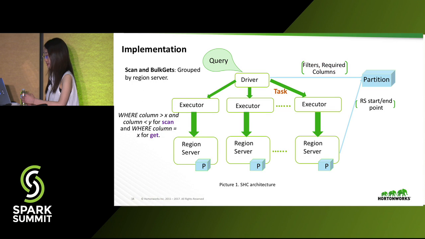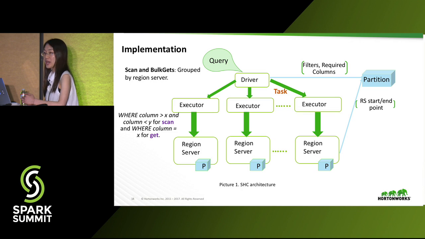Scan and bulk get. We group scans and bulk gets by region server. So we send multiple scans and multiple bulk gets to the region server. Internally, the where clauses are converted to scans and gets. And the iterator of rows is returned to the Catalyst engine for upper-level processing.